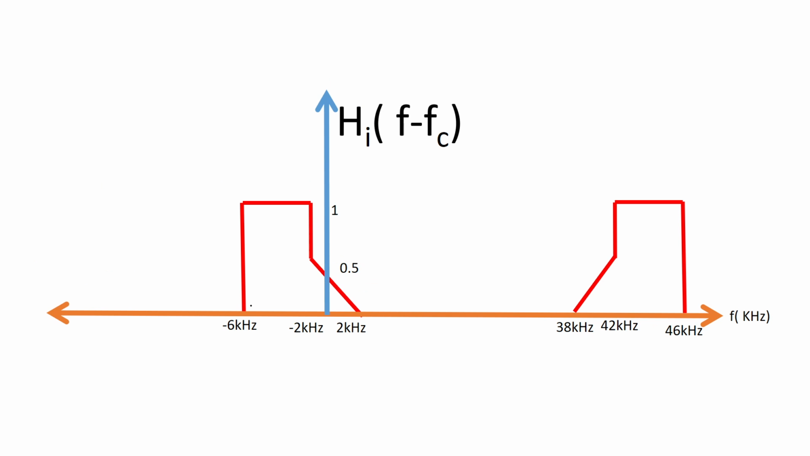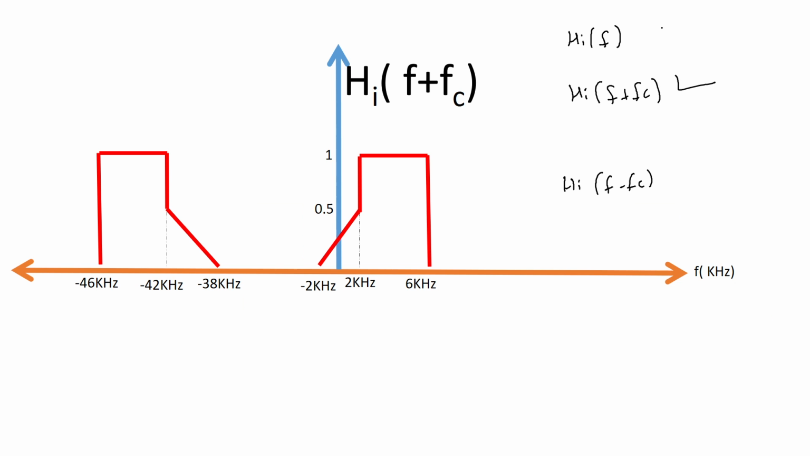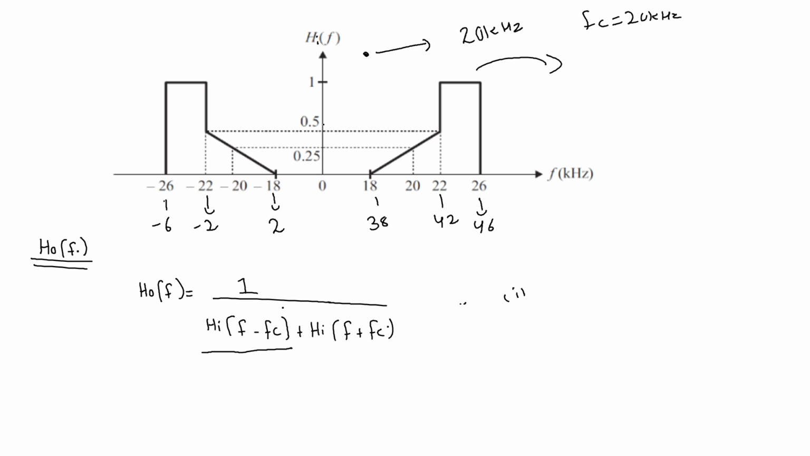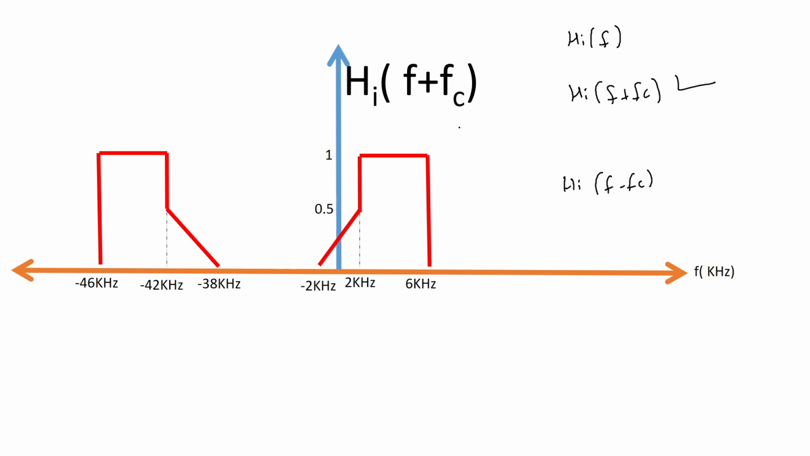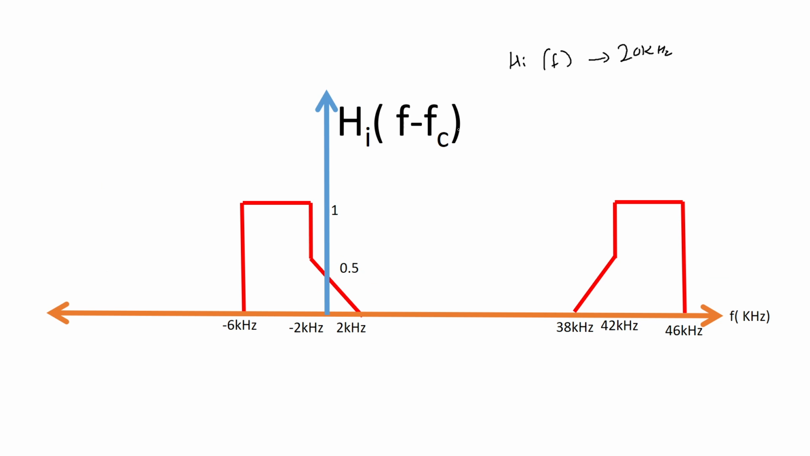And if you see over here, this is my H(IF minus Fc). And this is basically your H(f), but shifted to the right by 20 kilohertz. Fine. So if we shift this response, which was given in the question, to the right by 20 kilohertz, we get H(IF minus Fc). Now we got H(IF plus Fc) and H(IF minus Fc).